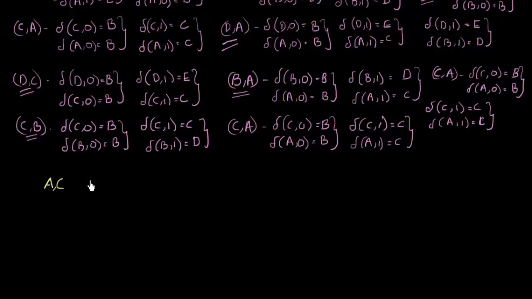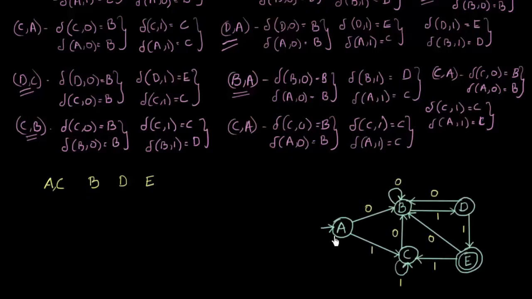And what were the remaining states? B, D and E. So these are the remaining states that I have. Let me copy down our original DFA here so that we can see how we can minimize it using these new states that we obtained. So here is our original DFA, and then I have to combine the states AC. A and C can now be combined and made one state, and the rest of the states are B, D and E. Now let us try to draw the transition diagram for them.